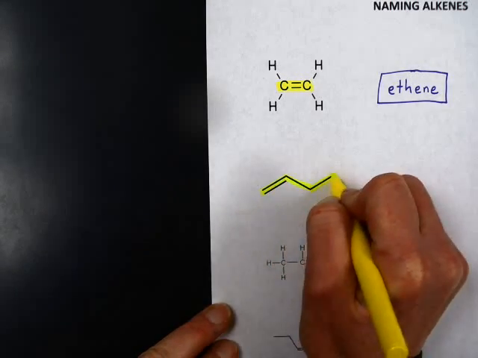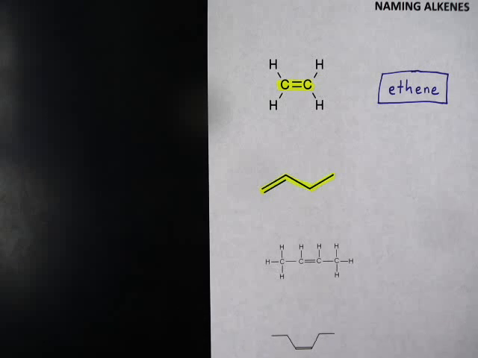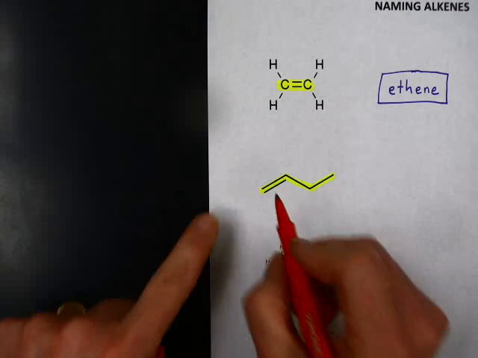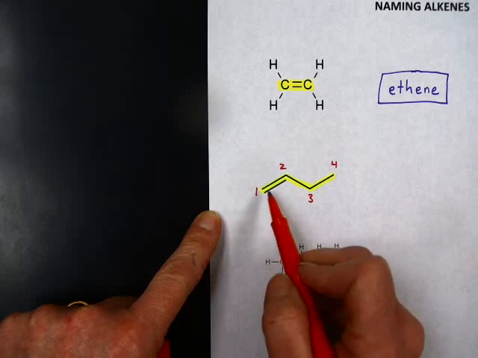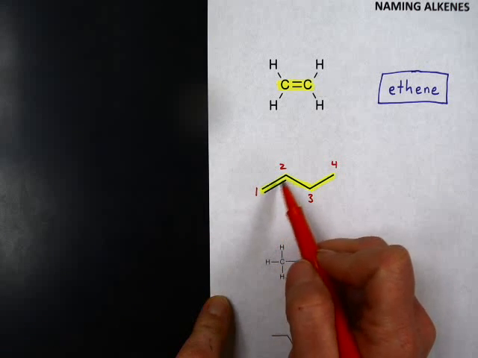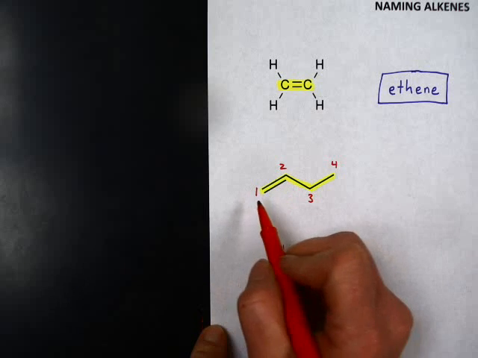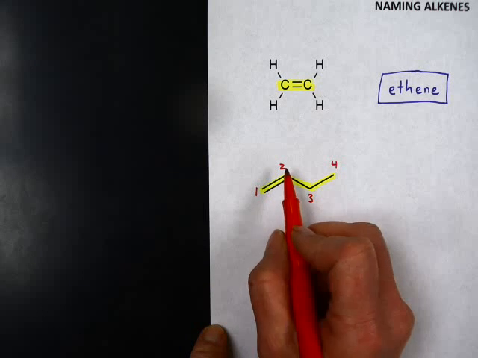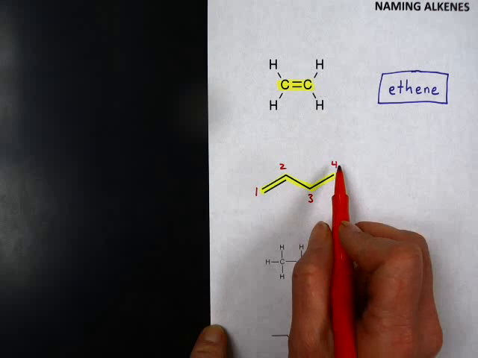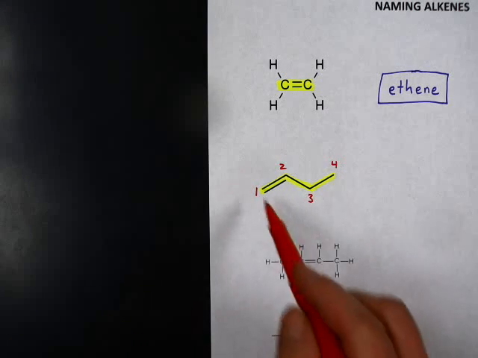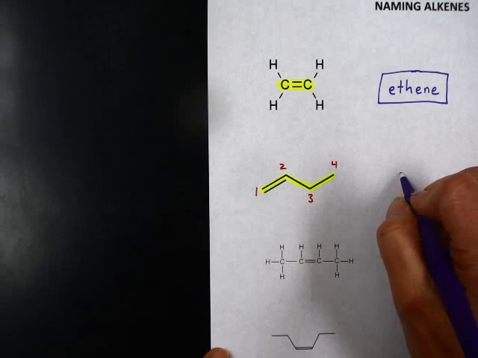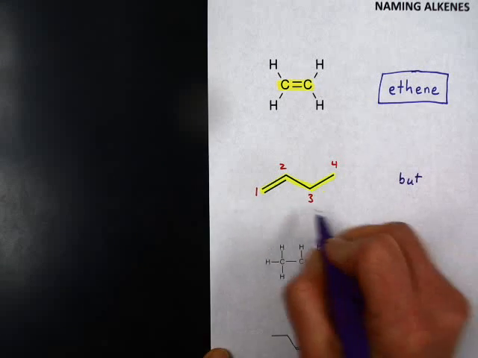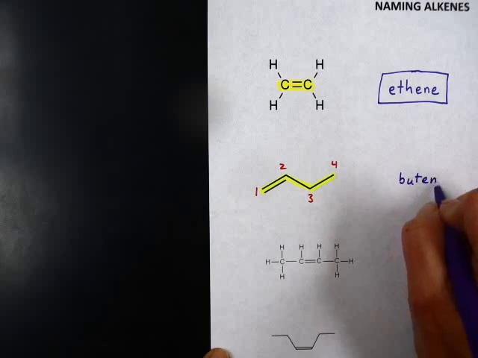Highlight the longest continuous chain. As usual, we will number from the end closest to where the action is. Here's the action. This is the exciting part of the molecule, the interesting part. So I number from the left, carbon 1, carbon 2, carbon 3, carbon 4. Nothing is attached, so I can go at it. 4 carbons, but for 4. Ene, because there's a double bond.